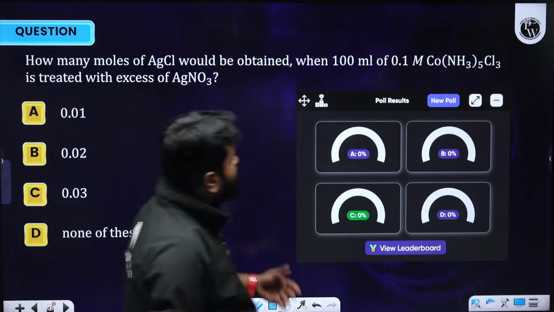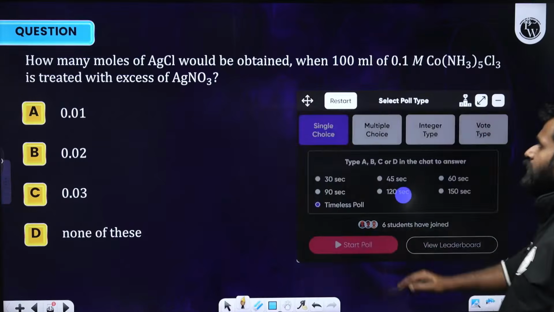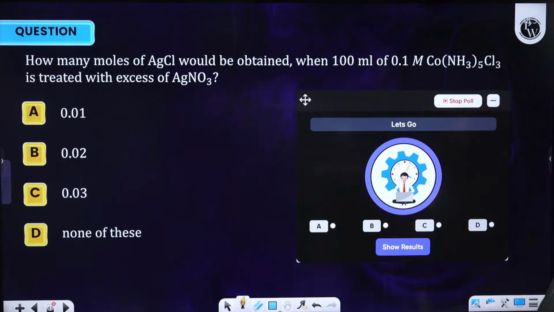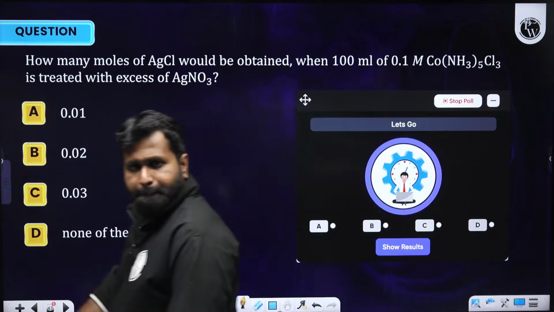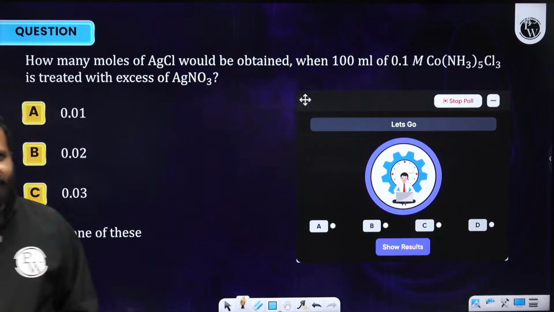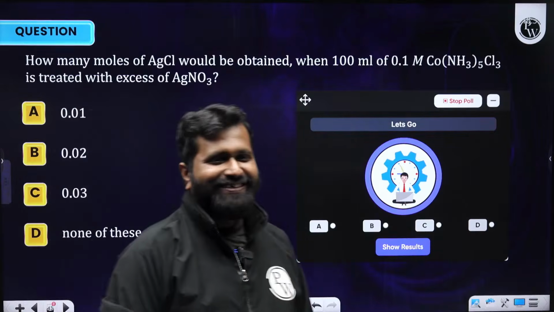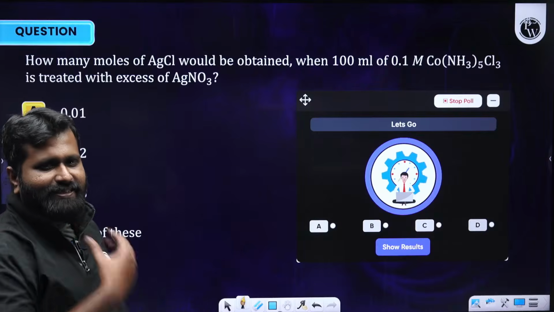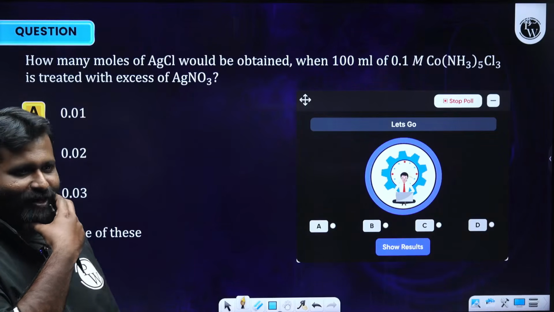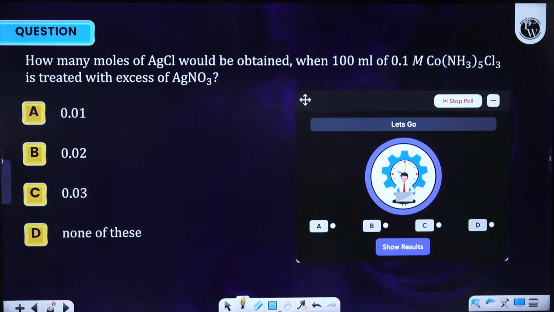How many moles of AgCl would be obtained when 100 ml of 0.1 molar [Co(NH3)5Cl]Cl2 is treated with excess of AgNO3? Nothing, sir, just slightly confused but understood now. Okay. Yes, tell me. How many moles of AgCl would be obtained?